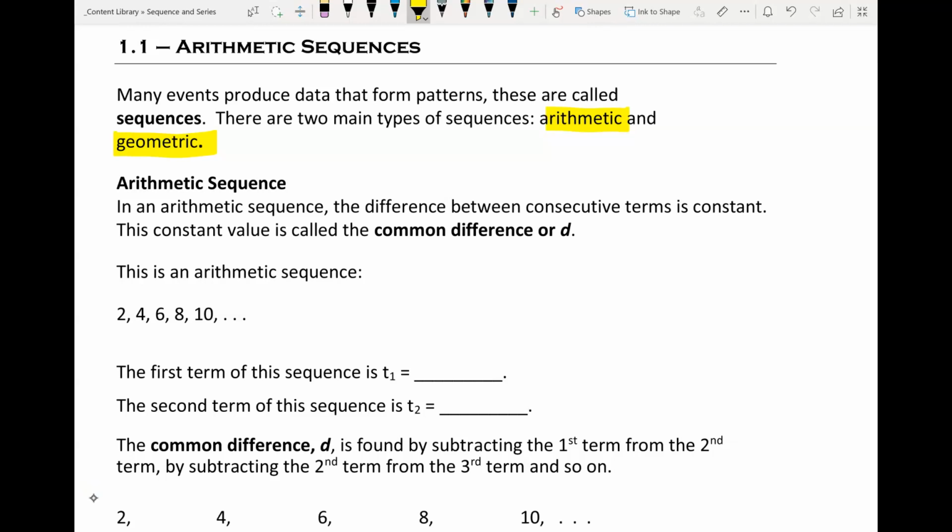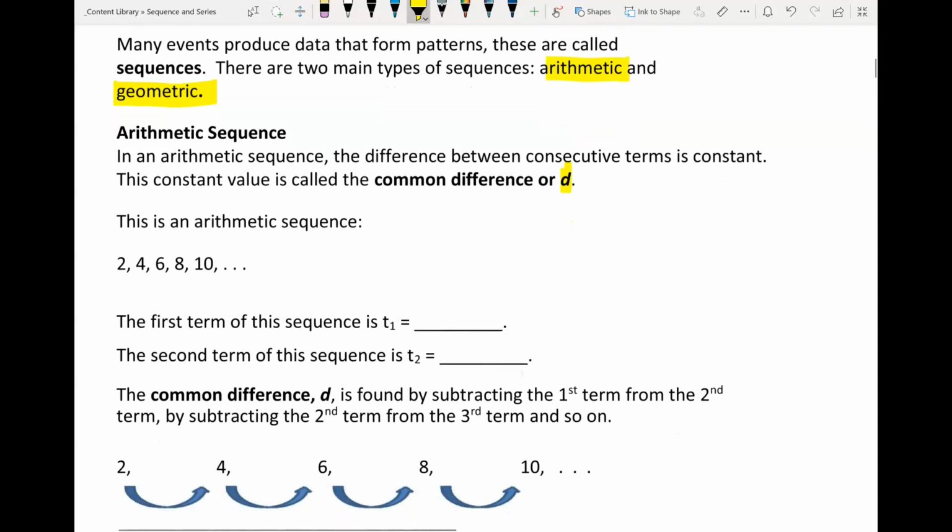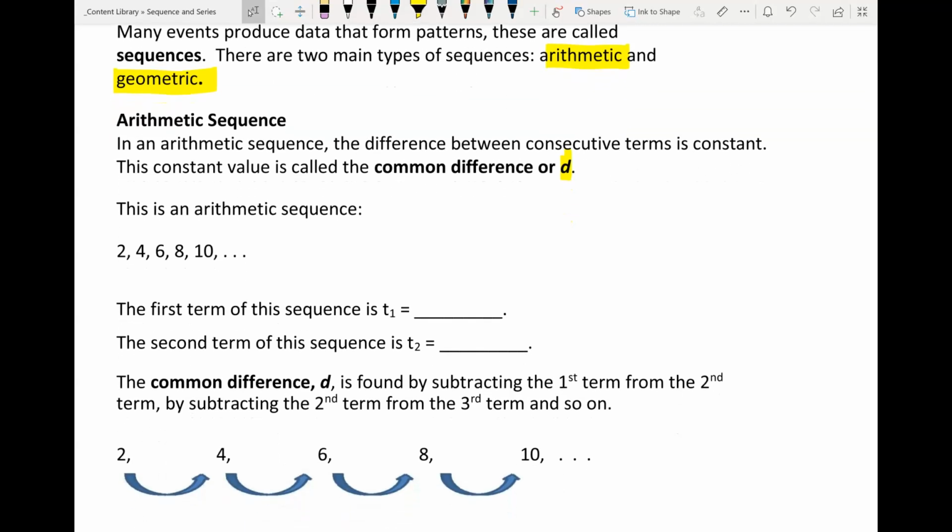So in an arithmetic sequence, the difference between consecutive terms is constant. And that constant value is called the common difference, or labeled as D. So here's an example of an arithmetic sequence: 2, 4, 6, 8, 10. The first term of the sequence is called T1 for term 1, and this is 2. And the second term of the sequence is T2, term 2, which is actually 4.